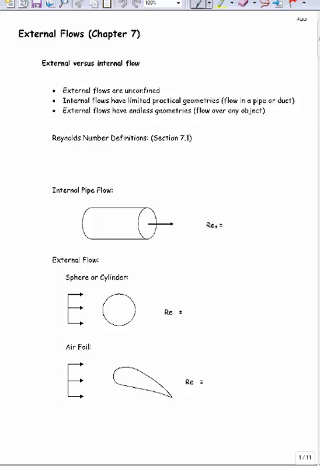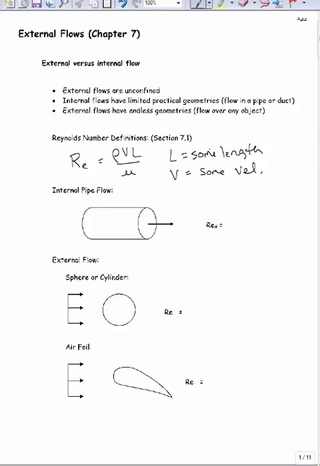If you remember, Reynolds number by definition is equal to rho v times some length over mu, or v times some length over nu. L is some length, and v is some velocity. And what those two things are depends on what flow you're talking about.